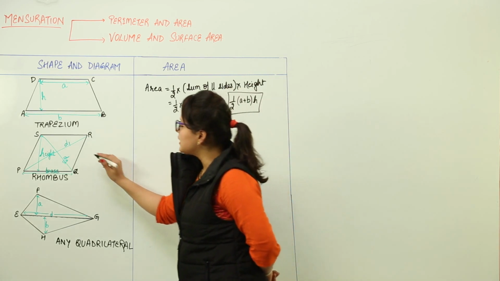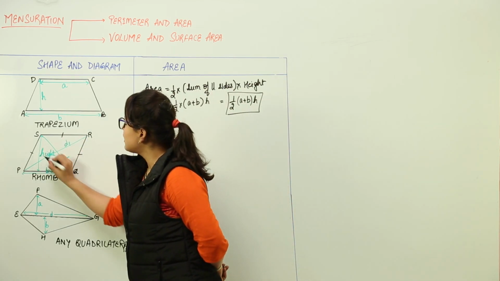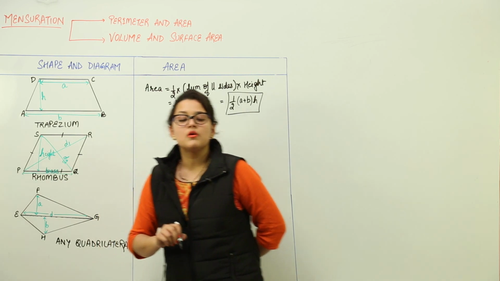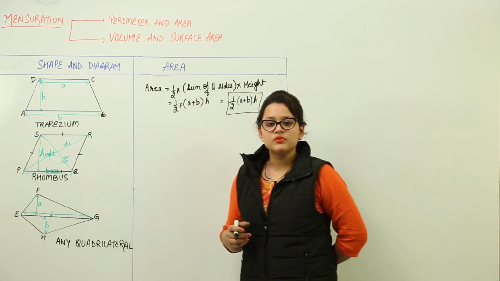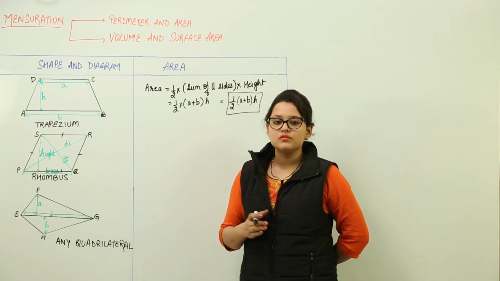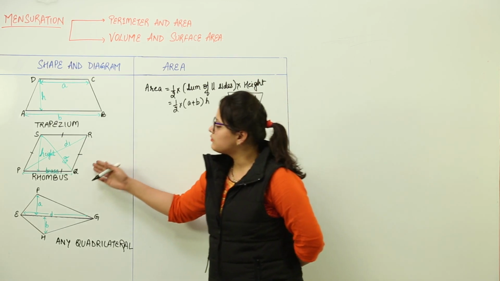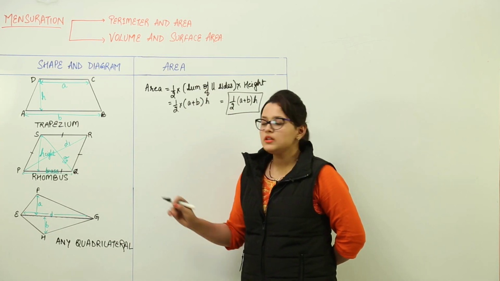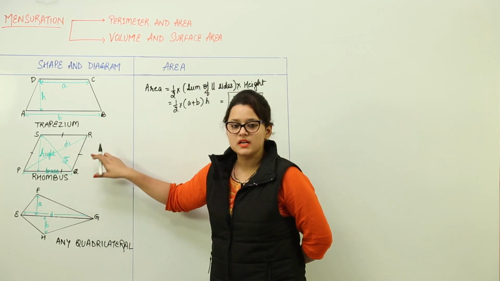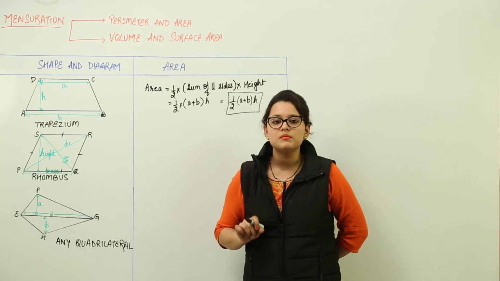Now the next figure is the rhombus. A rhombus has the property that all the four sides are equal to each other. Now a rhombus is different from a square. What is the difference? As a rectangle is different from a parallelogram, that is the difference between a rhombus and a square. A square has all the sides equal and a rhombus also has all the sides equal. This is the similarity between them.